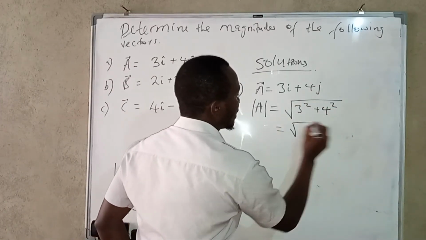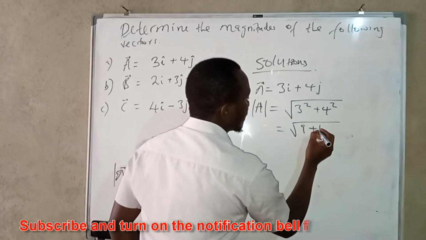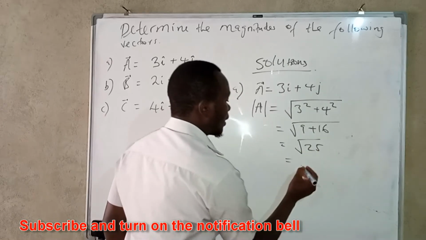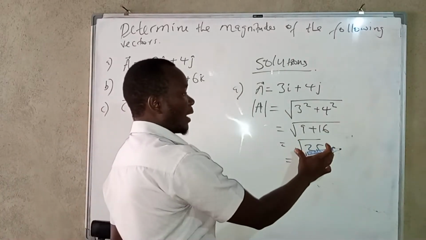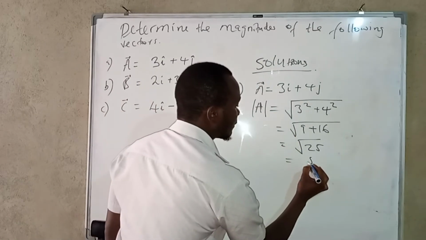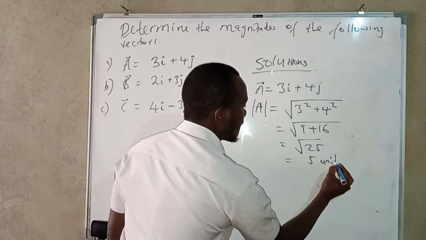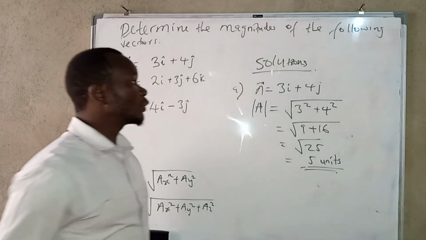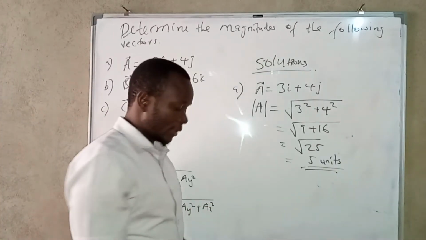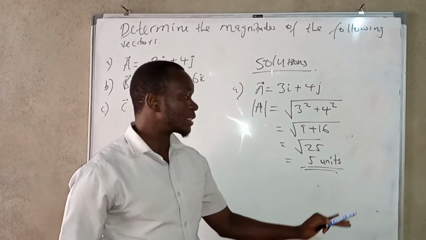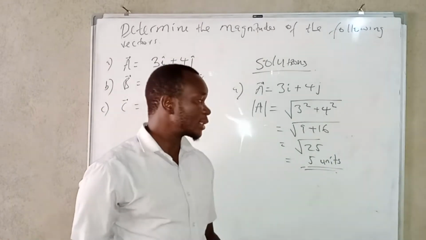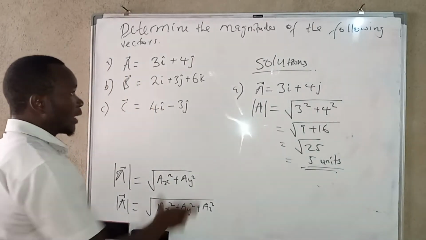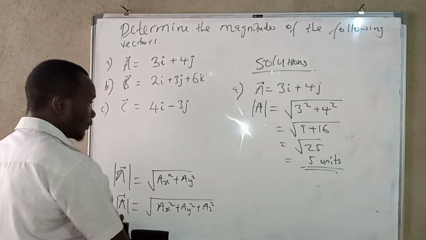So what we're going to get is 9 plus 16, which will give us 25. The square root of 25 is 5 meters per second. When we find the magnitude of a vector, the units will depend on what you have. If it is the magnitude of distance, units will be meters. If it is the velocity, it will be meters per second. If it's volume, cubic meters. So whatever you have.